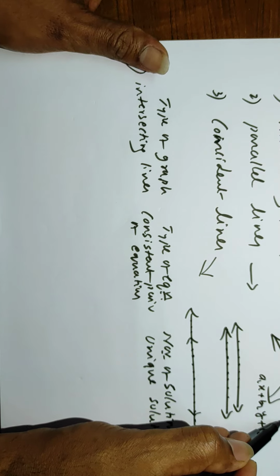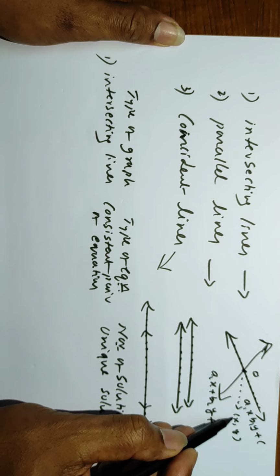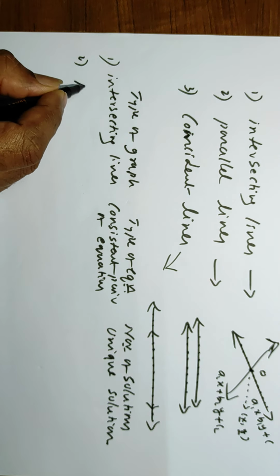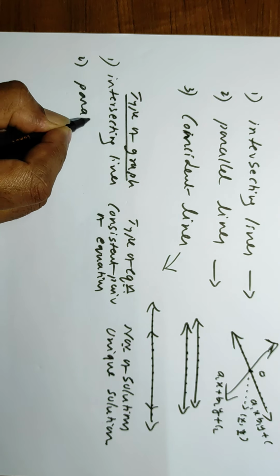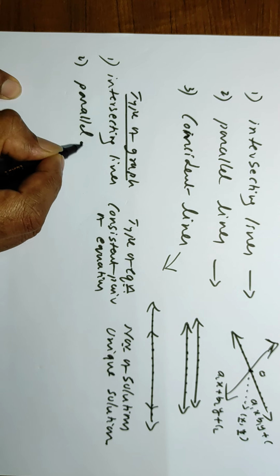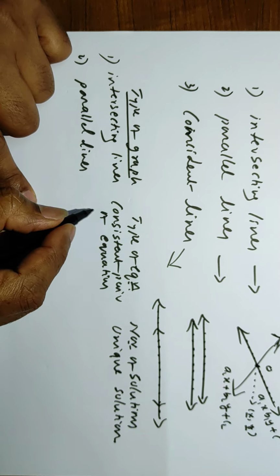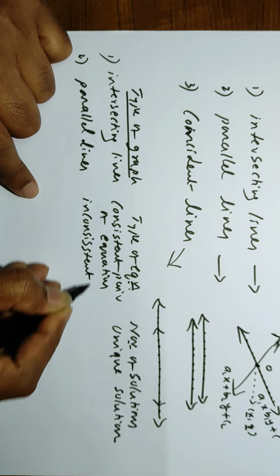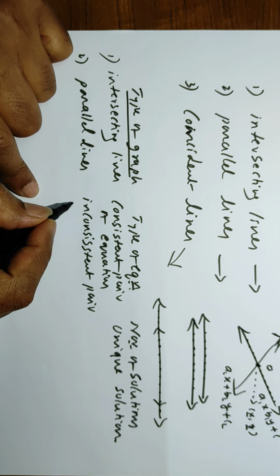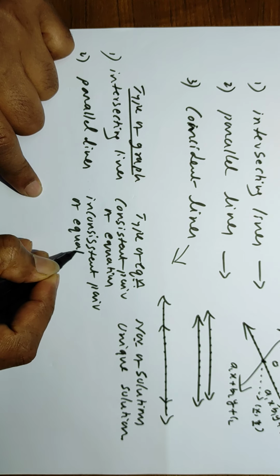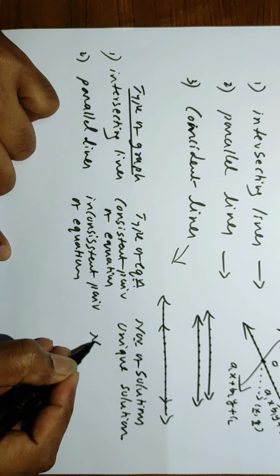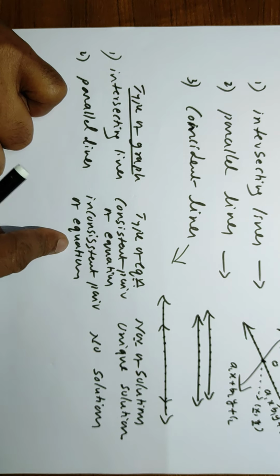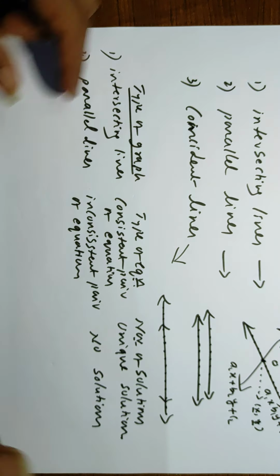That means we consider the x coordinate as well as y coordinate. Second one, parallel lines, type of graph, parallel lines, inconsistent pair of equations. Here no solution, because the lines do not have a point in common. They are parallel.